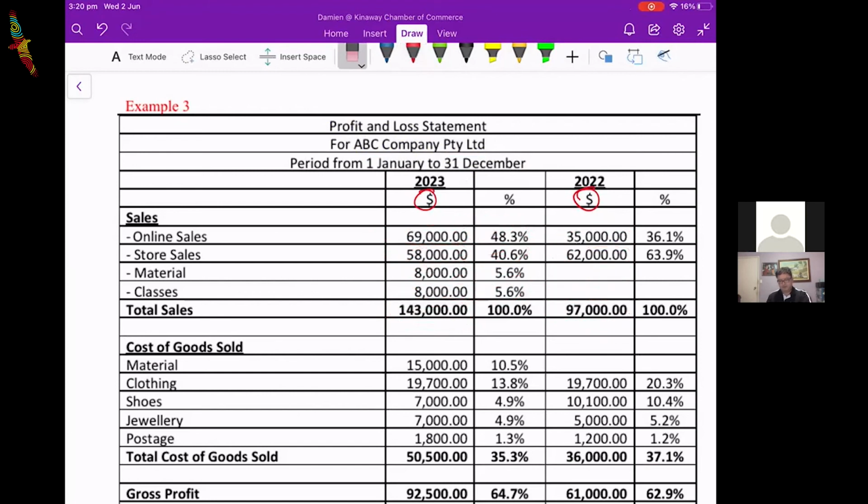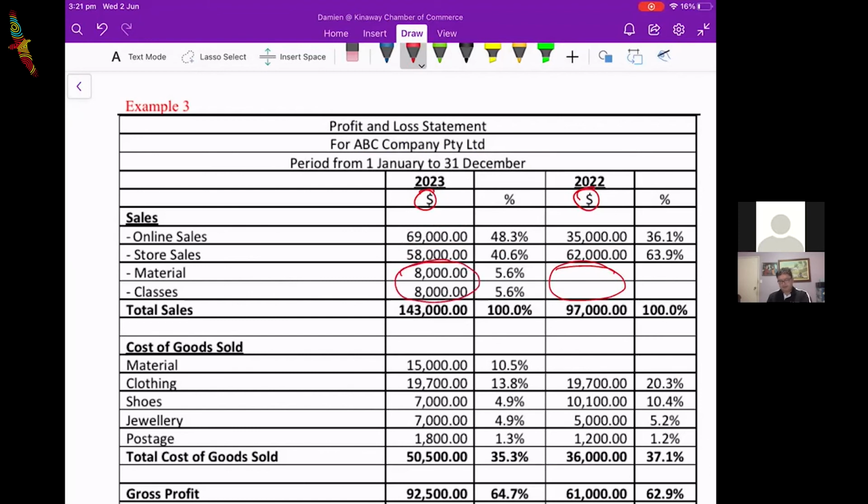The question now is, taking that all into consideration, can we compare year to year for the percentages, the common size income statement? Can we compare online sales from last year as a percentage to online sales in 2023? Can we also compare store sales from last year, 2022, to store sales of 2023? I'm going to say not very reliably. We can't reliably compare using percentages, and the reason why is this: last year we didn't have material or classes as sales, but this year we do.